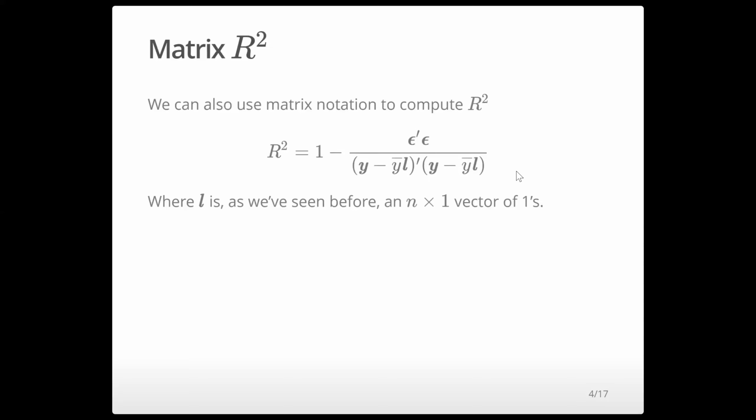In matrix notation, we compute R squared by taking 1 minus the vector of residuals transposed times itself. And then in the denominator, we have the vector of y's minus the mean of y times L transposed, times itself again. Where L is, just like we've seen in the past, a vector of ones. So essentially it's just expanding the mean out, so you have a vector of length n that is just the mean repeated over and over again.